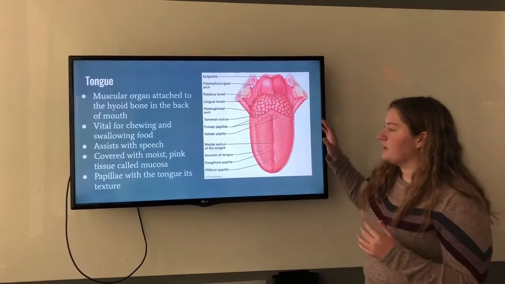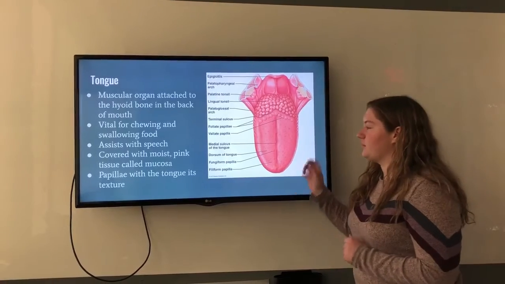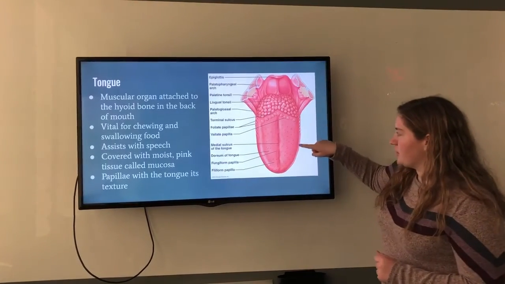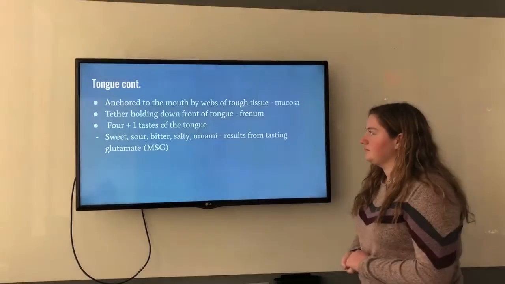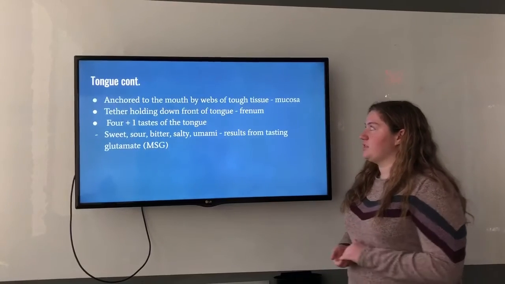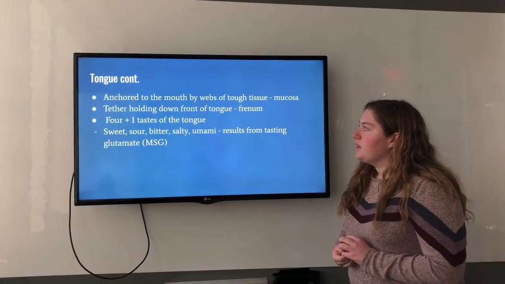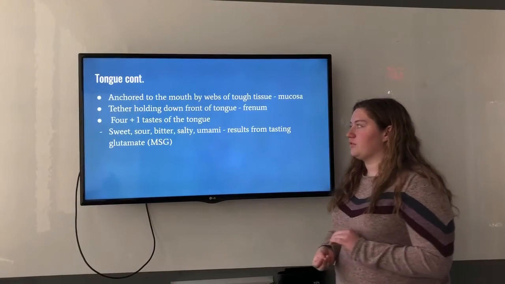The tongue is covered with moist pink tissue, and that's called mucosa. And as you can see in the picture, there's papillae on the tongue, and that's what gives it its texture. The tongue is anchored to the mouth by webs of tough tissue, and that tissue is called mucosa. There's a tether holding down the front of the tongue, and that's called the frenum.